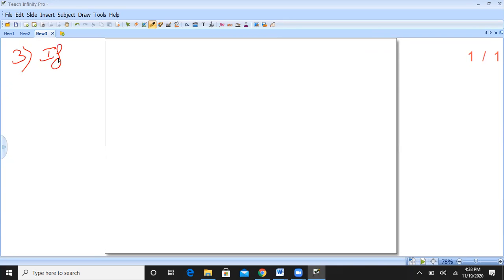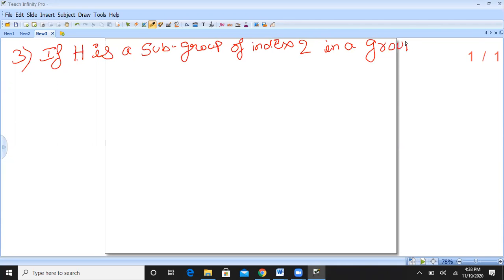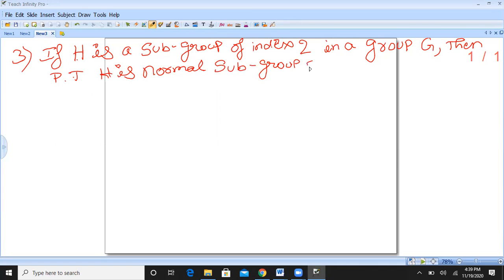If H is a subgroup of index 2 in a group G, then prove that H is a normal subgroup of G.